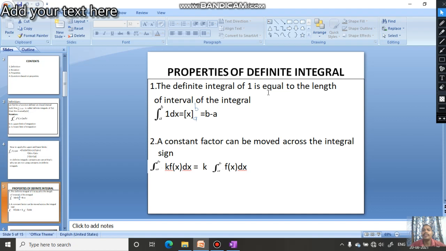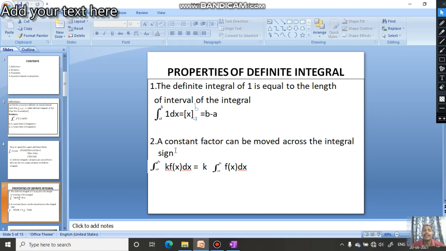The properties of definite integrals. The definite integral of 1 is equal to the length of the interval of integration. If we want to integrate the integral of 1 d of x, then the integration with respect to x gives the final outcome x, with upper limit and lower limit. So we simply apply upper limit minus lower limit. This is the final answer of this property.